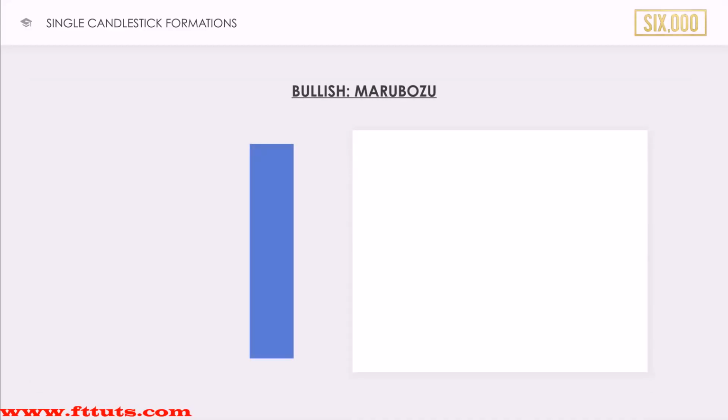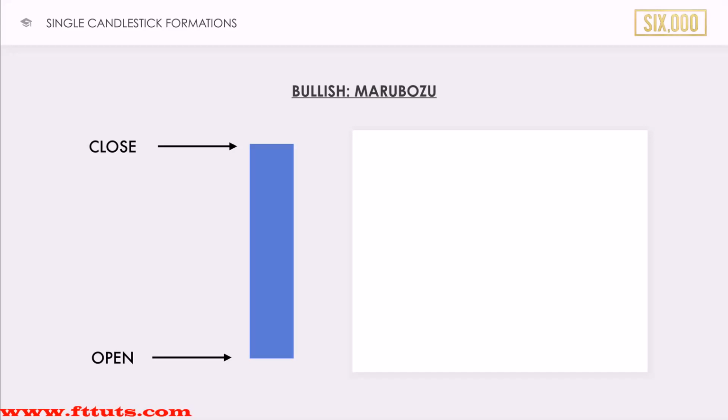What we have here is what's known as a bullish Marubozu. You don't need to concern yourself with the names at the moment, but it's good to put them out there, so eventually you will remember these candlesticks by their names. But for now, just remember the shape of the candlestick and what it looks like and what it represents.